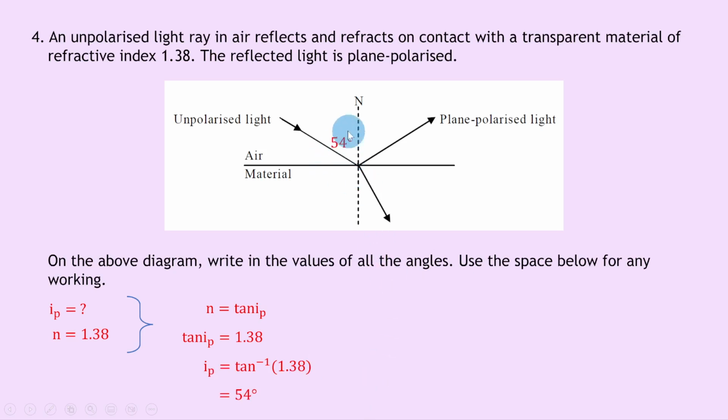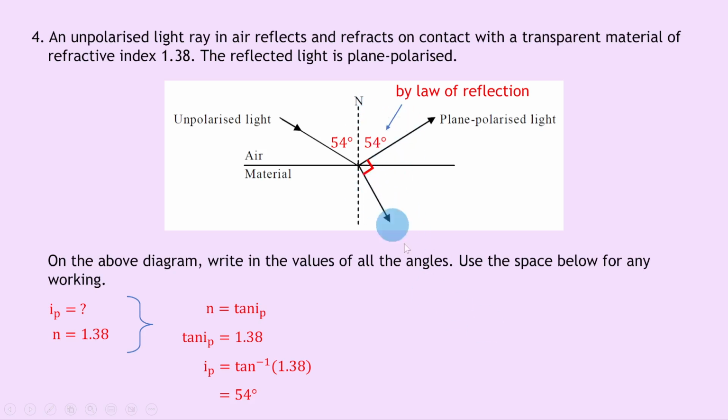And because this is 54 degrees in here, remember this ray is going to undergo the law of reflection, so by the law of reflection, this angle must also be 54 degrees. We can then label the angle between the reflected and the refracted rays because we know that's going to be 90 degrees. Now to find this angle in here, remember we can use the idea that all of these 3 angles must total 180 degrees.